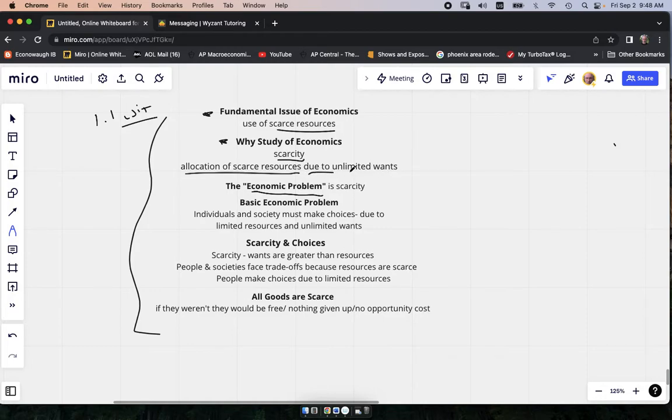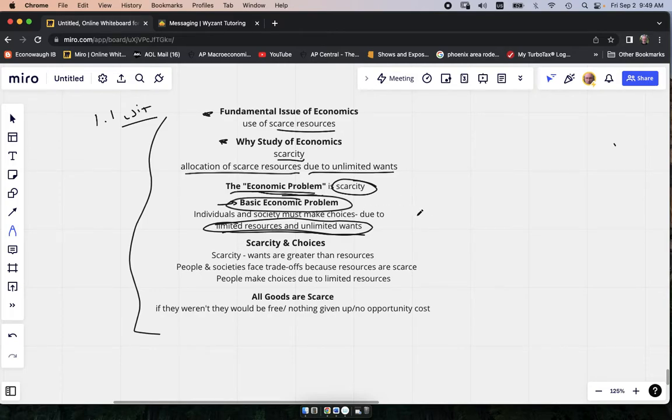The reason we have to do that is because we have unlimited wants. That's how we think of people in society, as having unlimited wants. That basic economic problem is always scarcity. Again, they've asked that same question, and then they'll say something like, individuals and societies must make choices due to these limited resources and unlimited wants. This phrase right here is super important. When you see it, lots of times you know what kind of question they're asking. They love to ask that sort of form of phrase there, limited resources and unlimited wants.